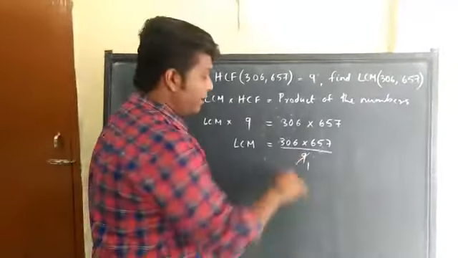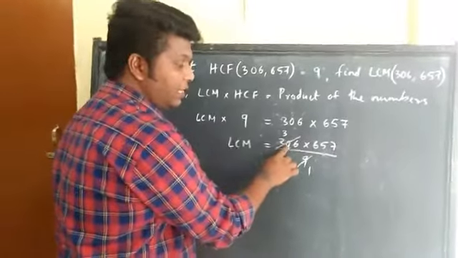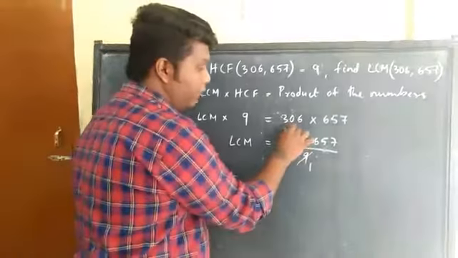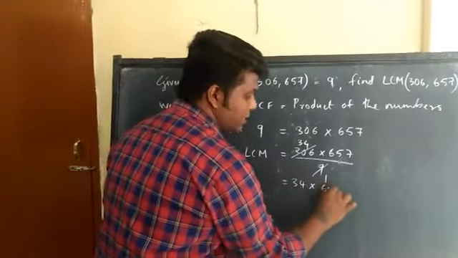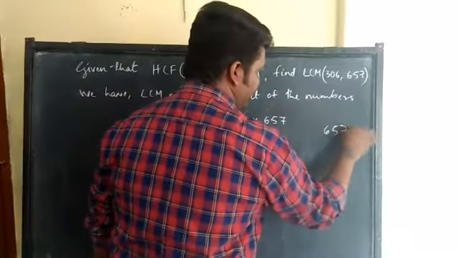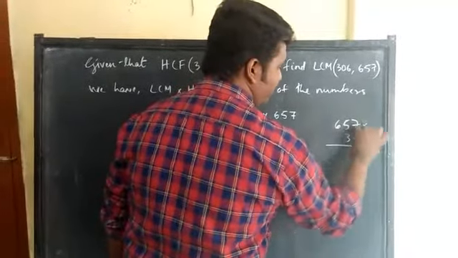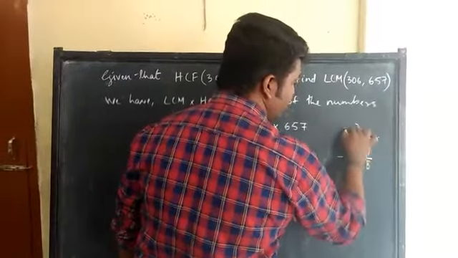Here 9 ones are 9. Here 9 threes are 27, remainder 3. 3 6 36, 9 fours are 36. So I can write this as 34 into 657. That is equal to 657 into 34. 7 fours are 28, remainder 2. 5 fours are 20 plus 2, 22, remainder 2.